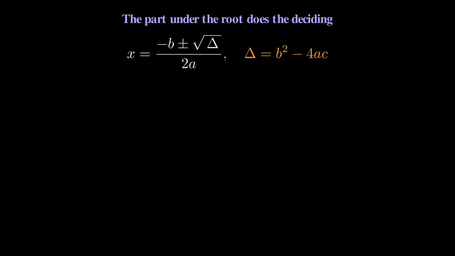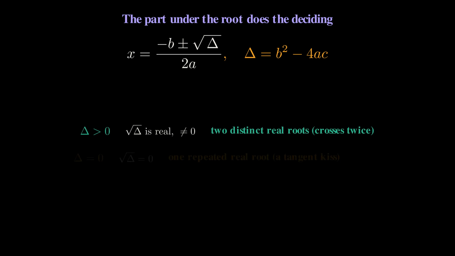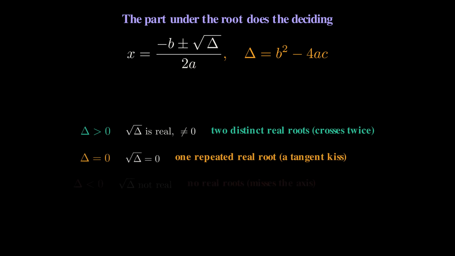If delta is positive, the root is a real non-zero number. The plus or minus gives two different answers, two distinct real roots. The curve crosses twice. If delta is exactly 0, the square root is 0. Plus 0 and minus 0 are the same. One repeated root. The tangent kiss.